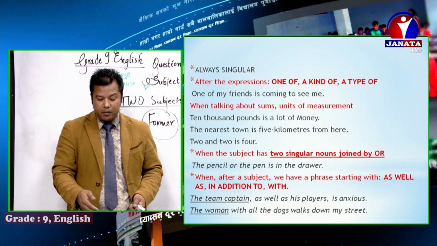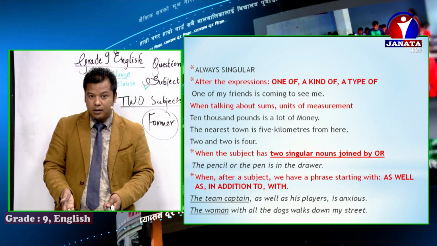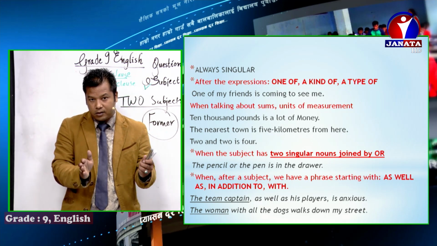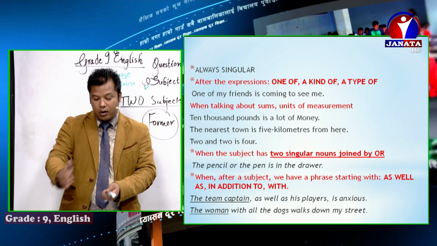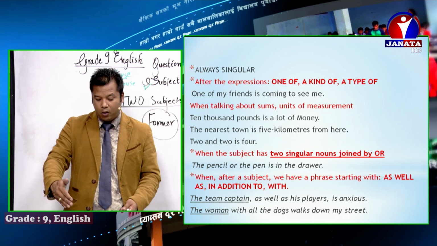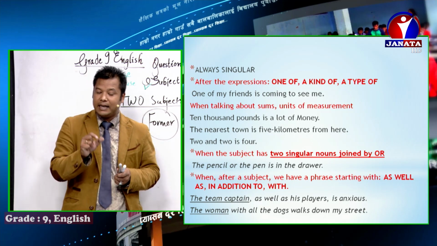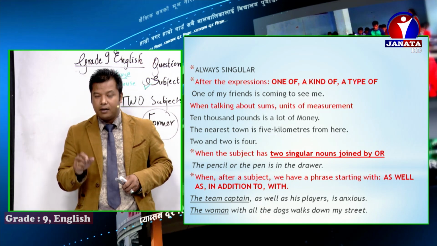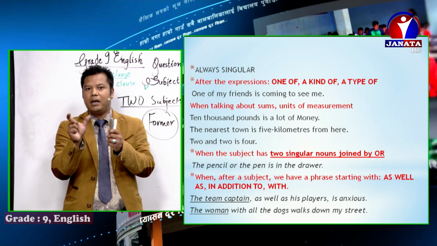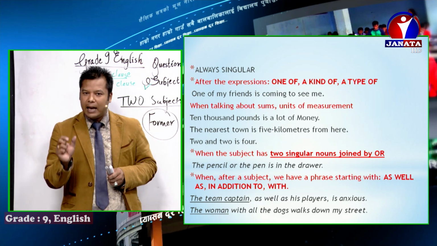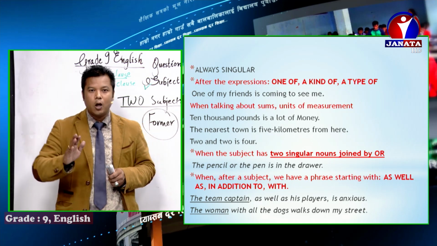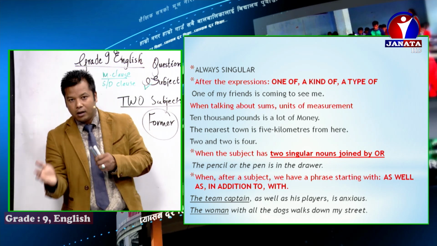And the second example, the woman with all the dogs. We're not focused on all the dogs. Our focus goes on the woman. So, the woman walks down my street. The woman with all the dogs walks down my street. Do not be confused with the nearest word that is kept next to the verb. And this happens when you use some appositive structures like as well as, together with, along with, but also.